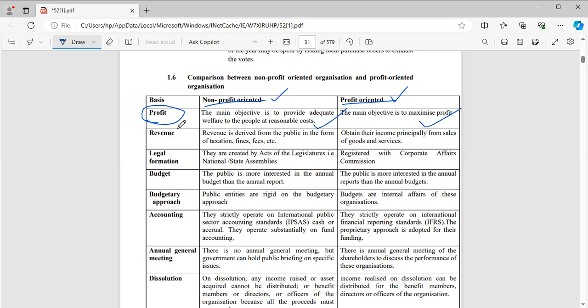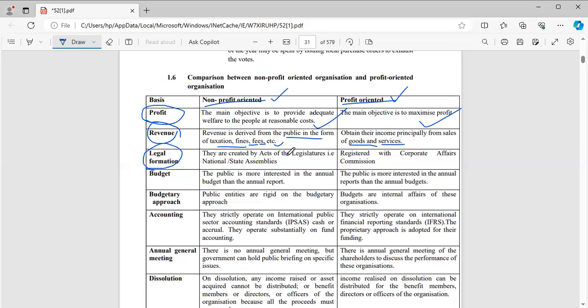Now let us compare again on the basis of revenue. Revenue is derived from the public in terms of taxation, fines, fees, etc. But under profit-oriented, revenue is gotten from the sale of goods and services. If they don't sell goods or they don't render service, they will not get revenue. All right? Now let us compare on the basis of legal information.